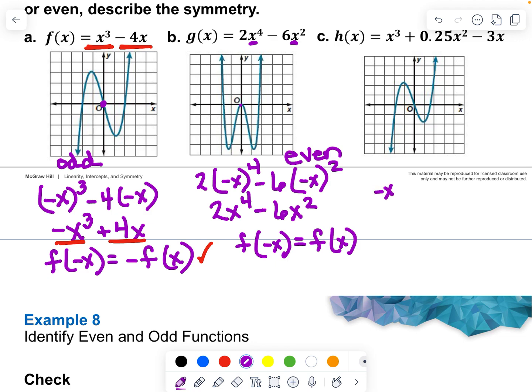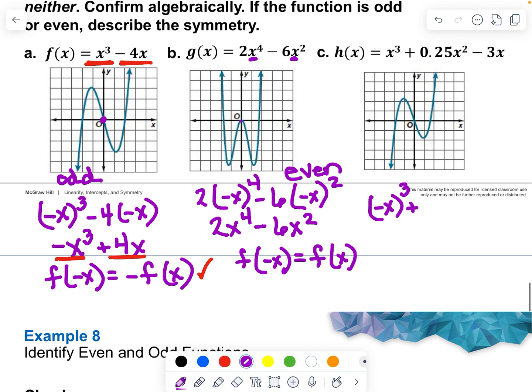So negative x to the third plus 0.25 times negative x squared minus 3 times negative x. Negative x times negative x times negative x is going to give me a negative x to the third. Negative x times negative x becomes positive x squared, so this is plus 0.25 x squared. And negative 3 times negative x is a positive 3x.